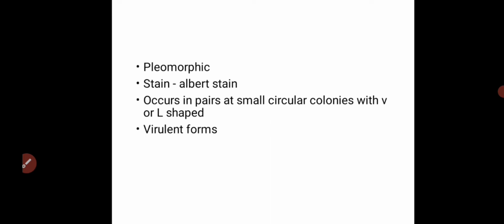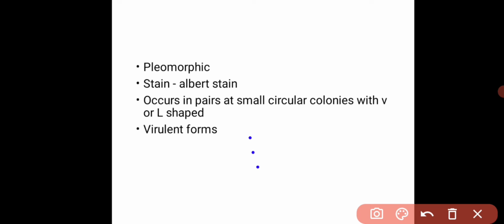It occurs in pairs, in small circular colonies, with a V or L shape. So here V or L shaped means the bacteria are arranged like this, V shaped. It occurs in pairs in a V shape or else an L shape in the colonies formed. So these are the virulent forms.